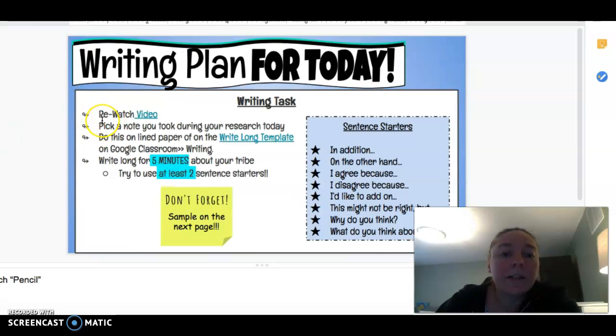Writing, you're going to do another write long. So you're going to take another one of your Post-its and you're going to write long about it for 5 minutes. Again, I'm asking you to try to use at least 2 of the sentence starters on the right side of the screen. You can do this on line paper at home and send me a picture, or you can use the write long template that's on Google Classroom. Please be careful. Some of you have been deleting them, so then when I go to access it, I can't. So if you're doing it online, just type and then exit.